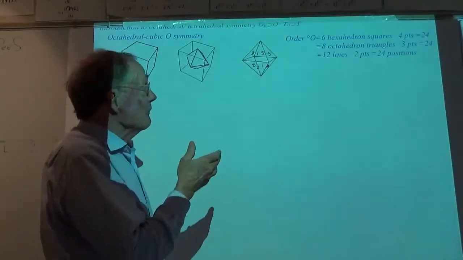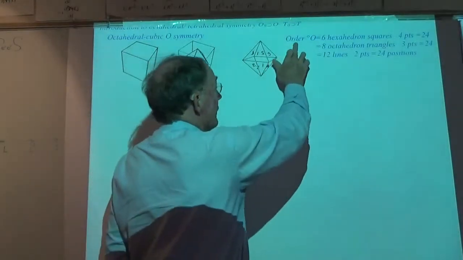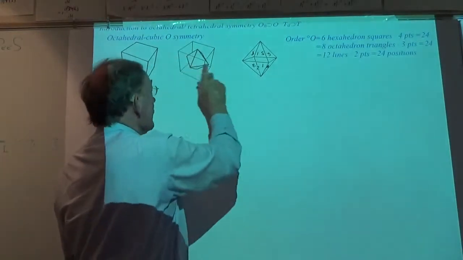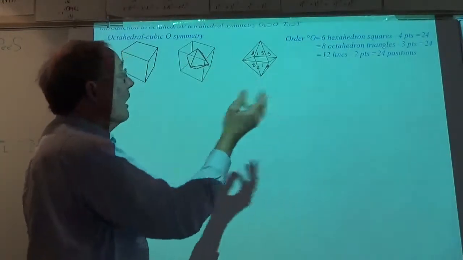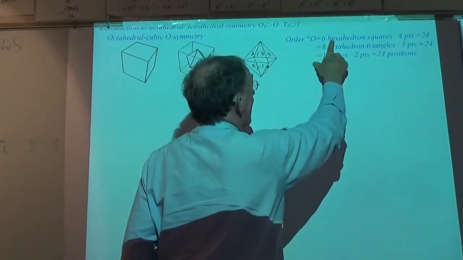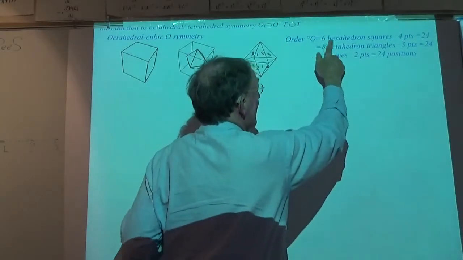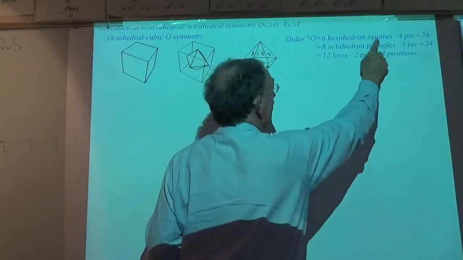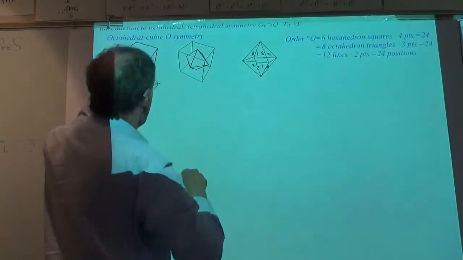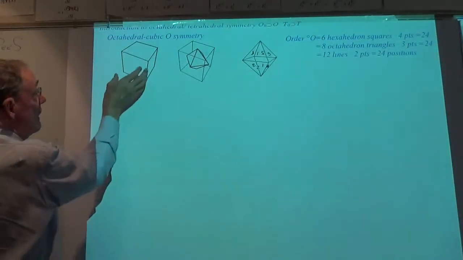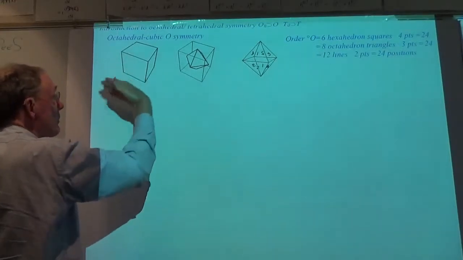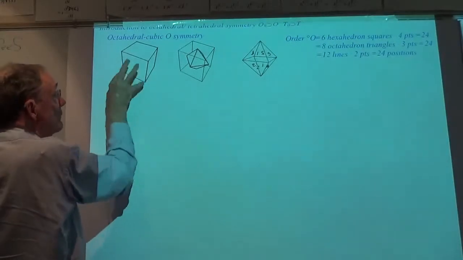In the meantime, the thing that I want to show here is that the order of these groups, octahedral, TD, and the permutation group, is six hexahedron faces, that's cube squares, times four corners, that's 24. I'm just imagining all the different positions that I could put this in. I can make six different faces come toward me, and each one of those can have four different positions.